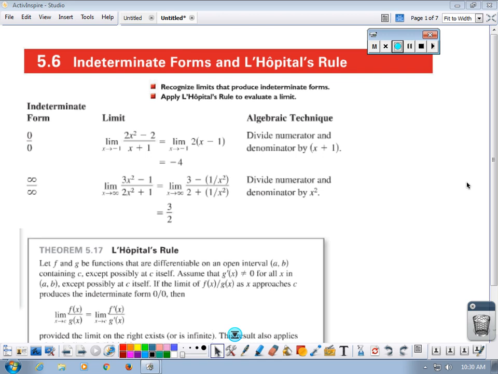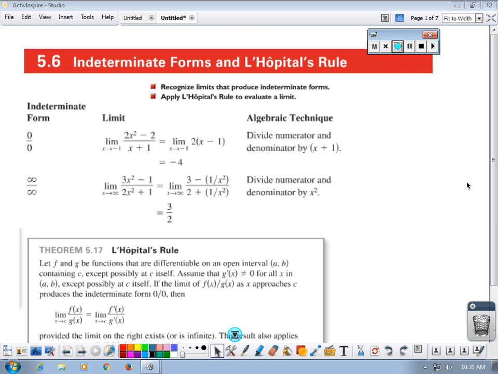Well, looking at this example, limit as x approaches negative 1 of 2x squared minus 2 over x plus 1, if you directly substituted negative 1 in, you would get 0 over 0. So that's our first indeterminate form that we're looking at. We know that we can't evaluate 0 divided by 0.